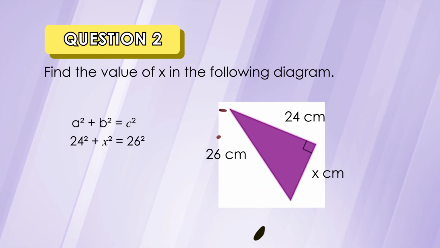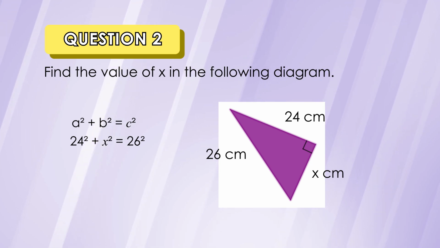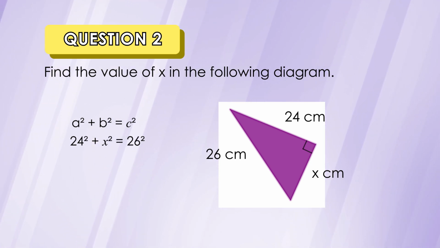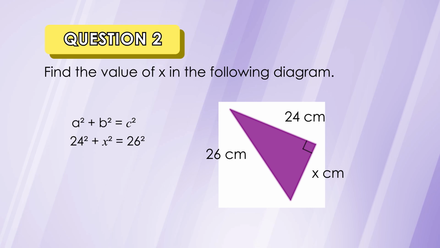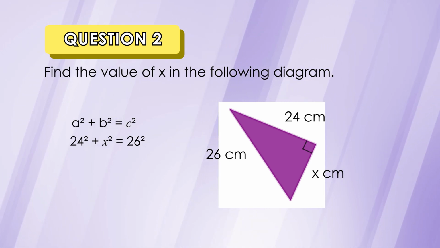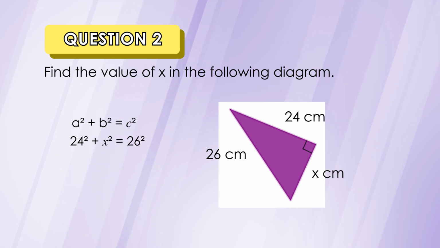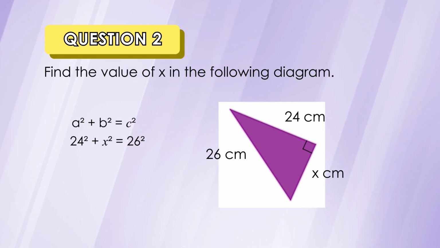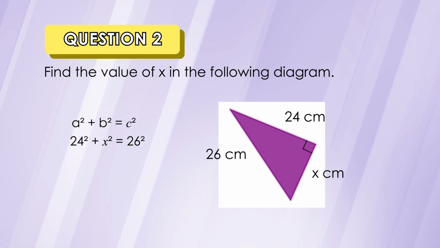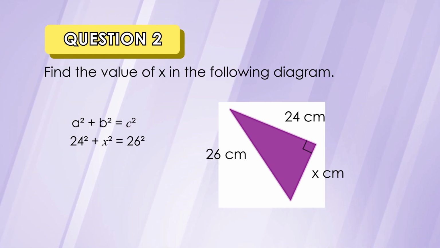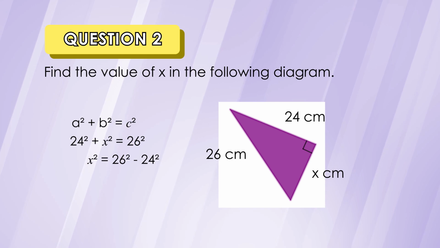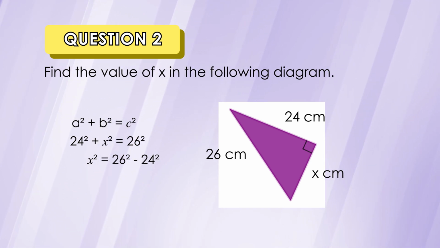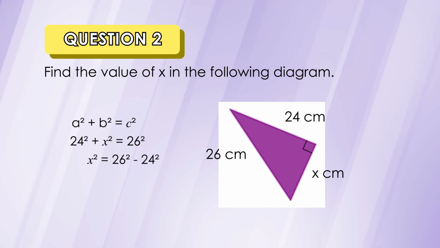Good. Let's look at this diagram now. Find the value of x in the following diagram. Again, identify the C in the diagram. What is C again, children? Bravo! It is the side opposite the 90 degrees angle. The other two sides are written as A and B. Now, substitute the value in the theorem as such. To find x squared, we need to minus 24 squared from 26 squared like this. Now, the value of x squared is 100.